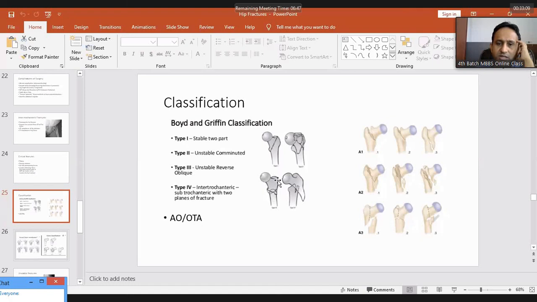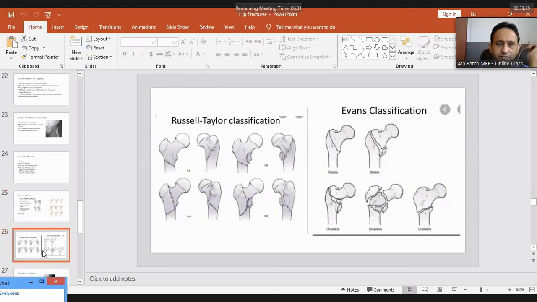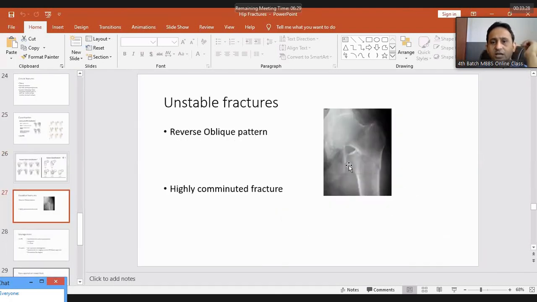So instead of running from GT to LT, you'll have a fracture line extending further down. Type 4 is again an unstable fracture, inter-trochanteric and subtrochanteric, with two planes of fracture. You can go through the slides later on. So there's this picture of the reverse oblique fracture pattern.